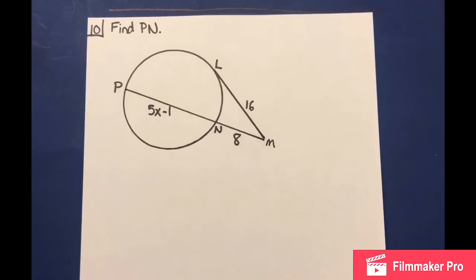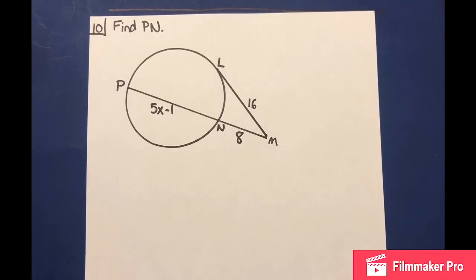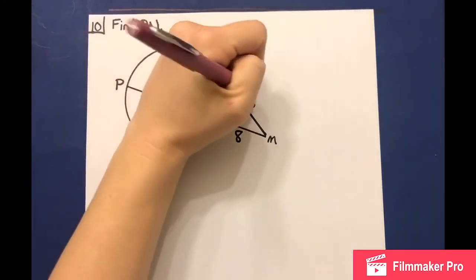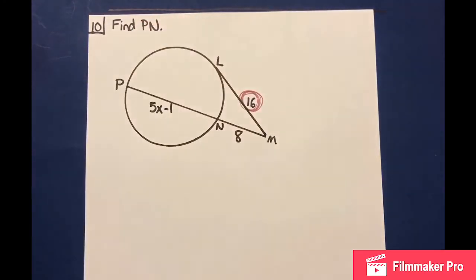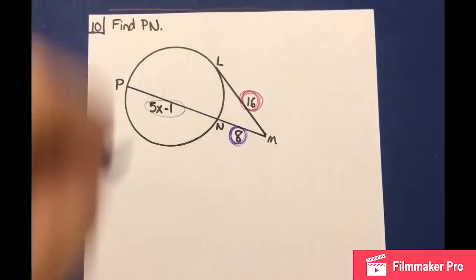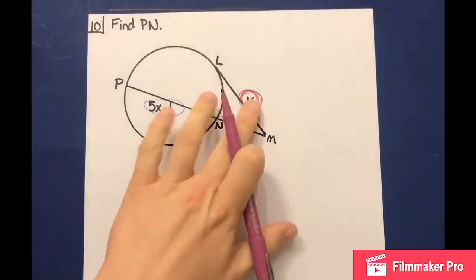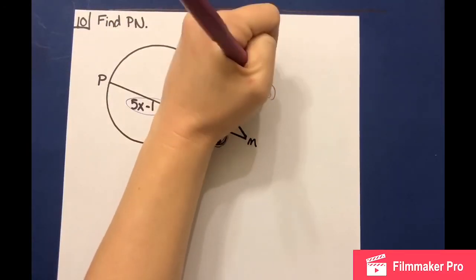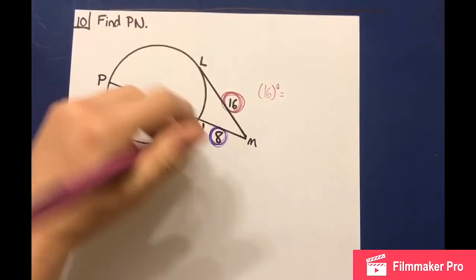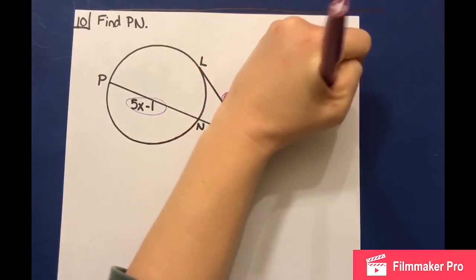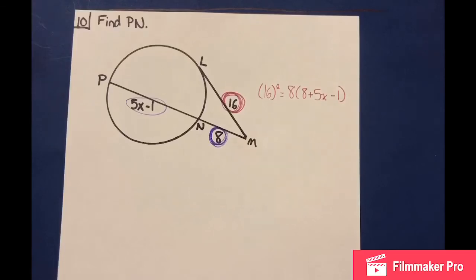Okay, this is the same type of thing. It's going to be a tangent intersecting the secant outside of the circle. Make sure you're still just bolding this. Bold this. Circle that once. This one's going to be squared yet again. Good habit, put it in parentheses. Equals, here's going to be 8 times 8 plus 5x minus 1.